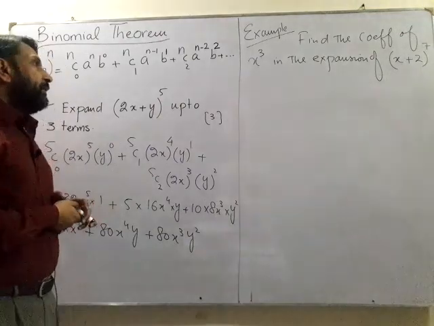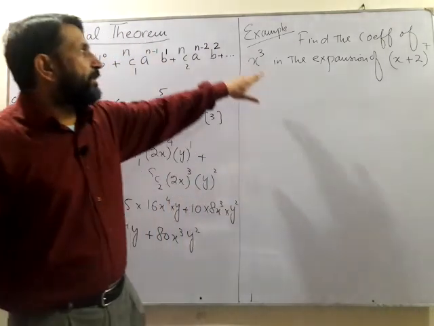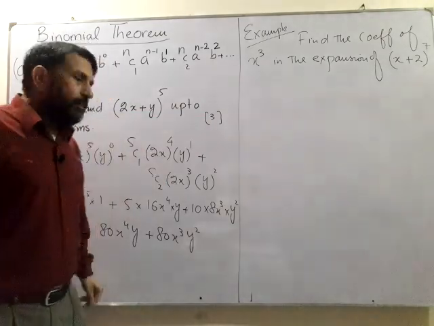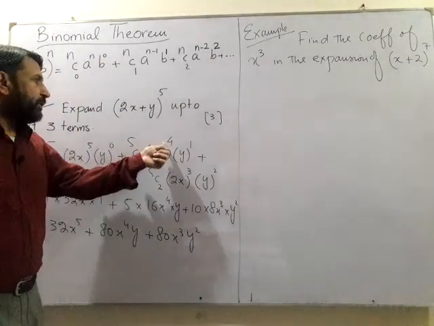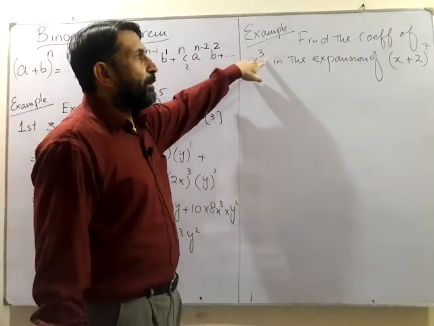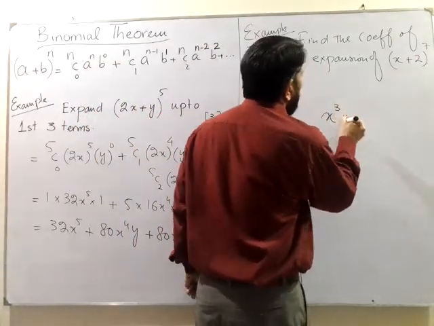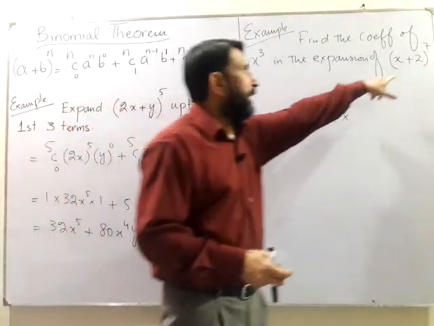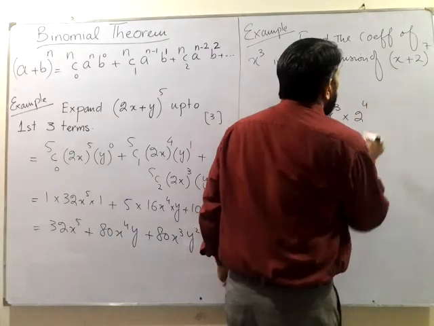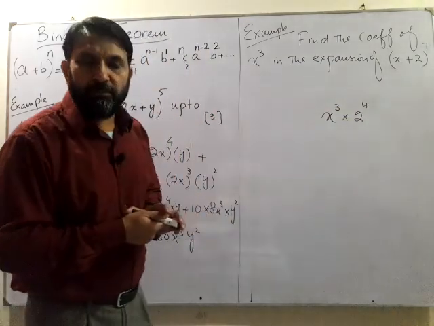We can find it in two ways: if we expand this completely and get the desired term out of that, or we can find it directly. As we have discussed already, if you add the powers, the sum will always equal the total power. So we are looking for x^3 here. Since the power sum should equal 7, the second number should be 2^4, because 3 plus 4 gives you 7.